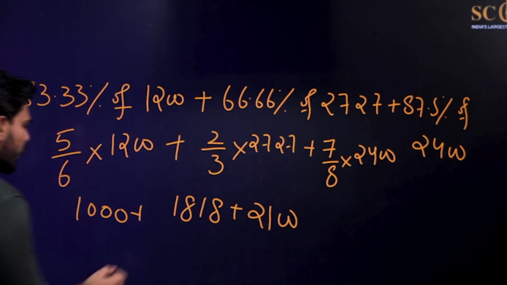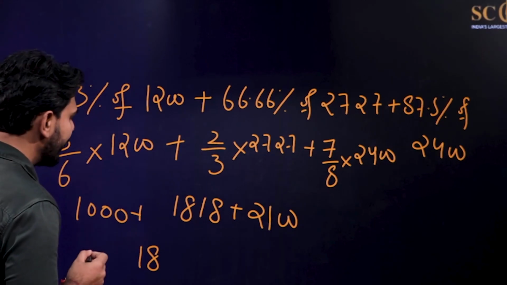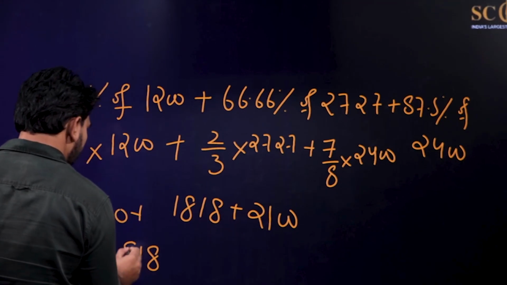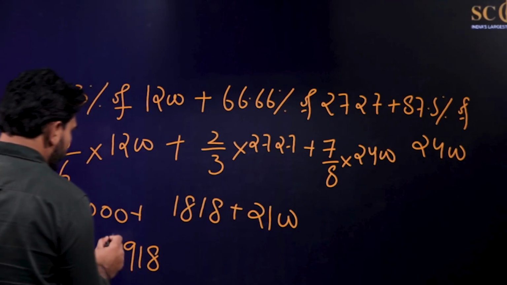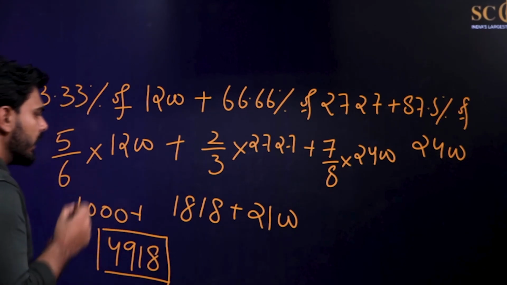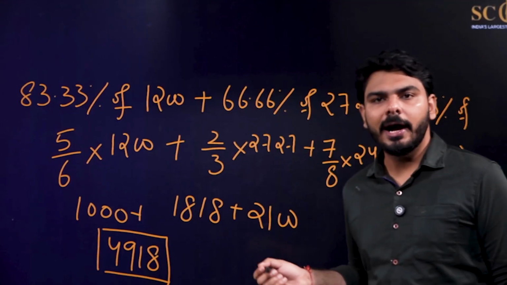So if you just add it, you will get 18 in the last two digits. And in the third last digit, you will just add 8 plus 1, 9. And at the end, you will just add 1 plus 1 plus 2. So it will be equal to 4. So your final answer will be 4918. Okay. So this is your answer. I hope it is clear to everyone.